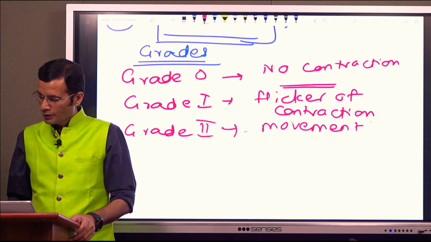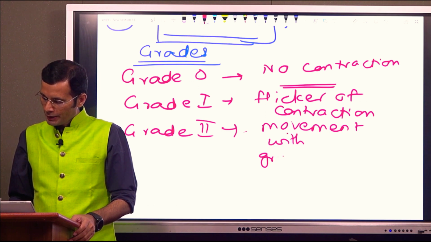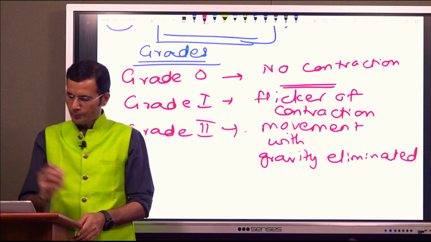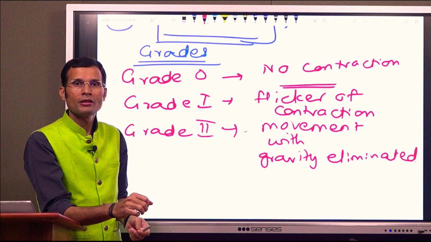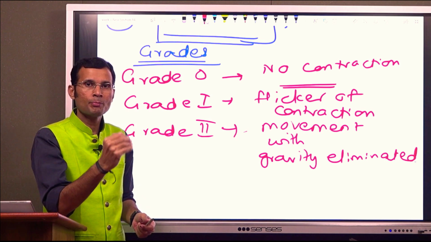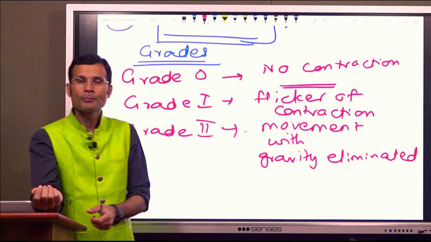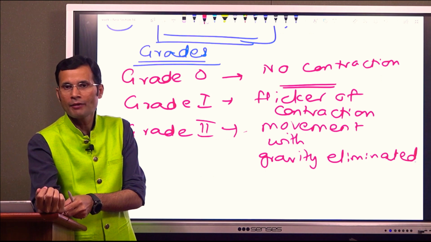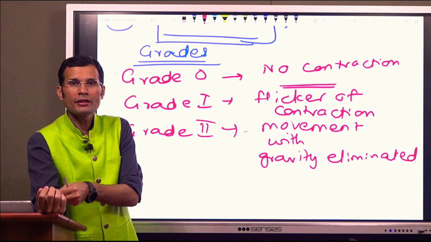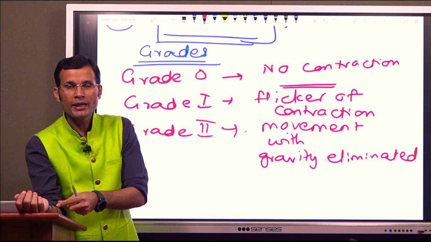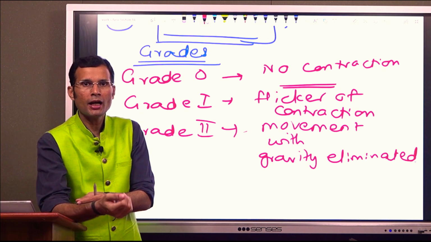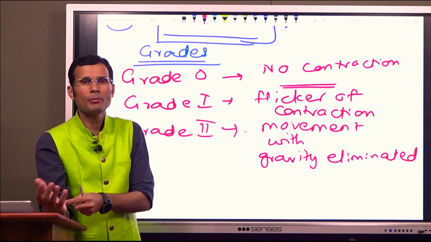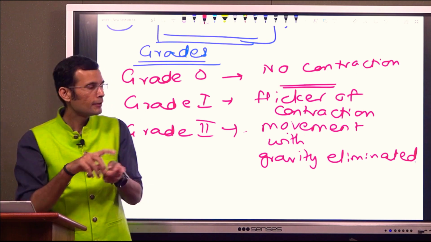Grade 2, movement possible now. Movement of the joint possible with gravity being eliminated. If the gravity is eliminated, then the movement is possible. So there is some strength, some power in the muscle. So if you just ask the patient to place the limb like this, and gravity is eliminated and the limb is well supported, then the patient can move the arm, move the limb like this. Gravity eliminated and just some amount of contraction, some power is there in the muscle.